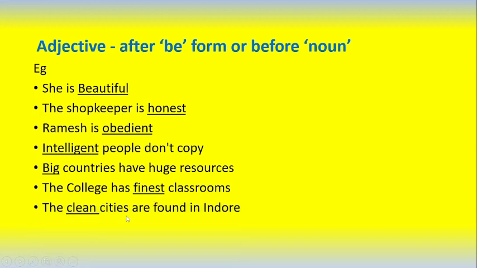The clean cities are found indoors. Okay, clean cities are found indoors. It is used before the cities, before the noun. Clean is the adjective here. So this is how we use adjectives in a sentence, either after the be form or before the noun.